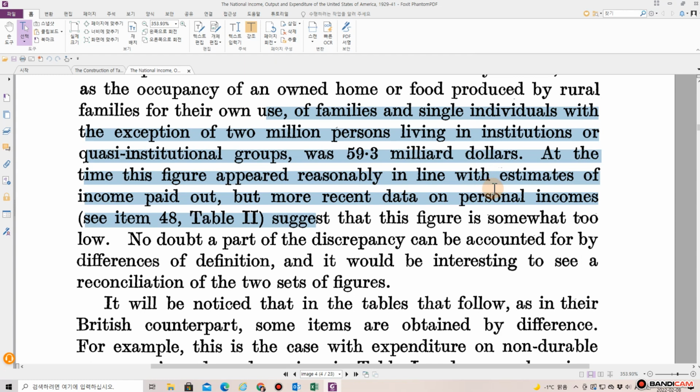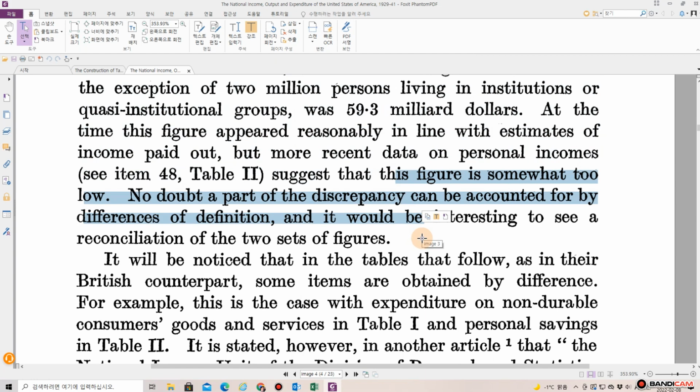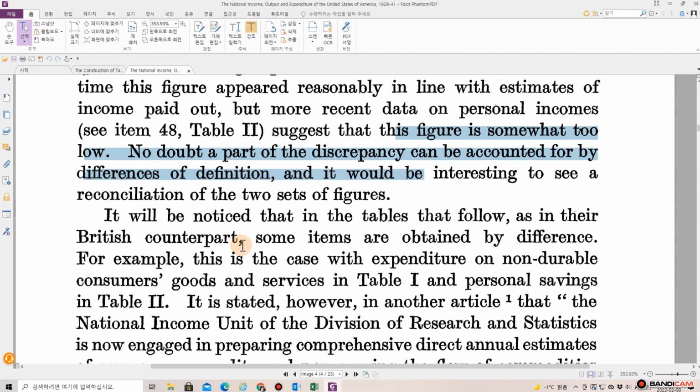At the time, this figure appeared reasonably in line with estimates of income paid out, but more recent data on personal incomes, see item 48, Table 2, suggests that this figure is somewhat too low. No doubt, a part of the discrepancy can be accounted for by differences of definition, and it would be interesting to see a reconciliation of the two sets of figures.